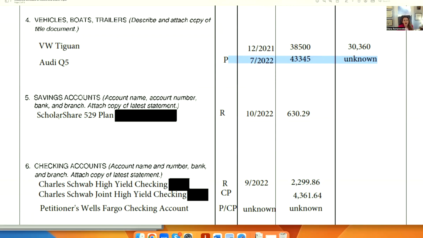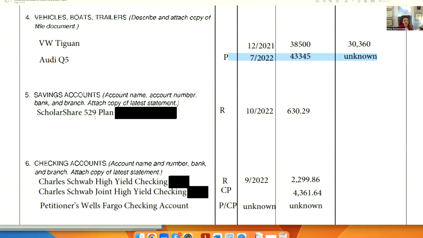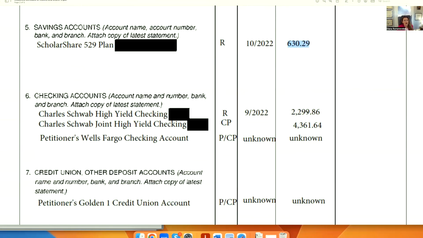Now, savings account could be any savings account. So make sure to put account name, which is checking, savings, account number. It could be Chase, Savings, 1234, and branch. I never put the branch, so I would skip the branch. And then attach a copy of the latest statement. So then we put the date the account was opened and how much money is in the account.